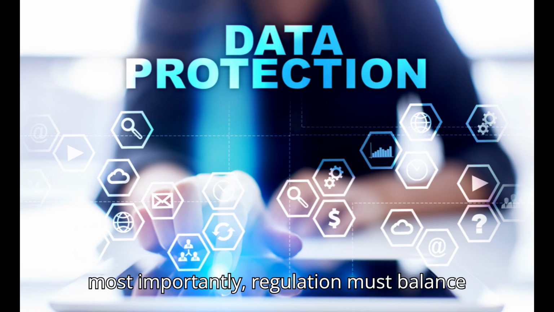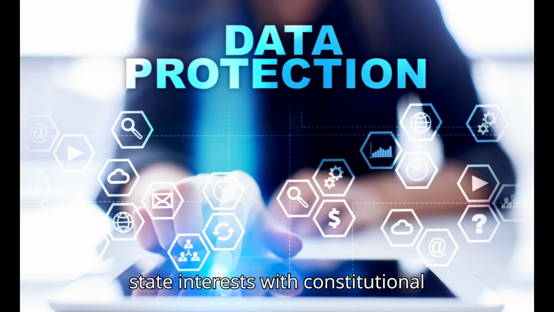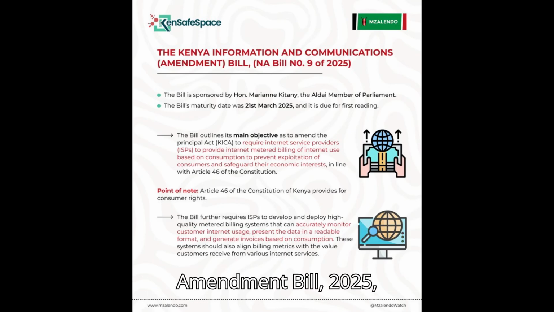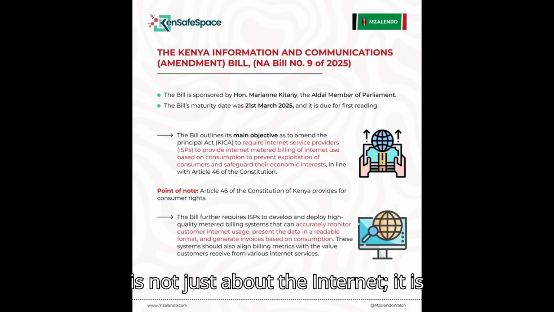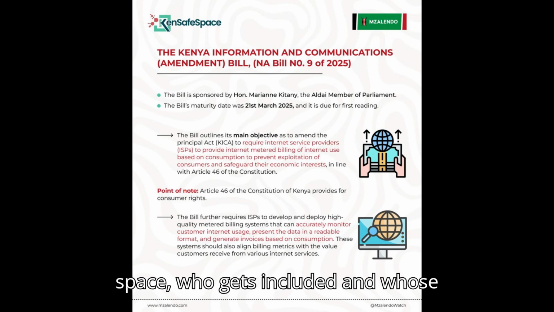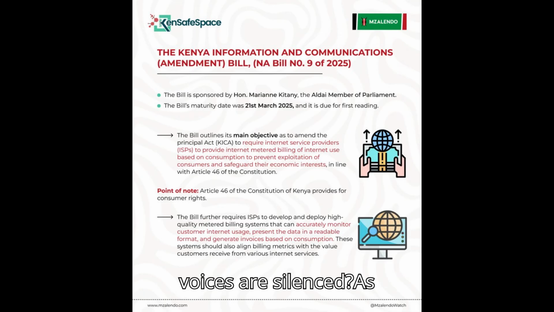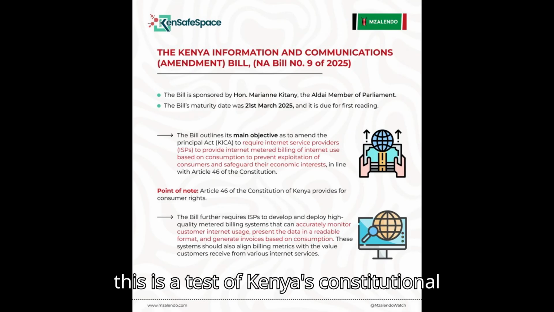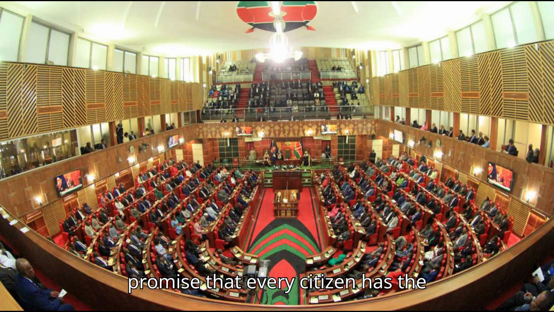And most importantly, regulation must balance state interests with constitutional rights. A democracy thrives when rights are protected, not when they are curtailed in the name of security. The Kenya Information and Communications Amendment Bill 2025 is not just about the internet. It is about power. Who controls the digital space? Who gets included and whose voices are silenced? As Parliament debates this bill, the stakes could not be higher. At its heart, this is a test of Kenya's constitutional promise that every citizen has the right to dignity, privacy, and freedom of expression in a democratic society. The question is, will the law safeguard those rights or erode them?